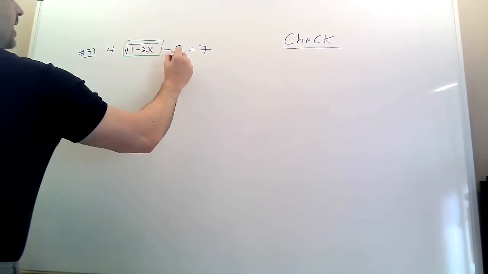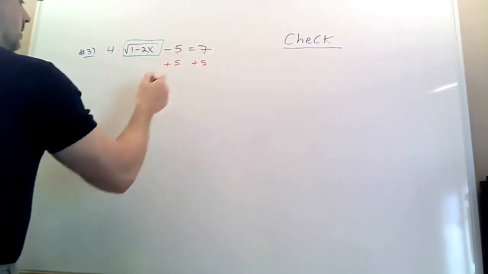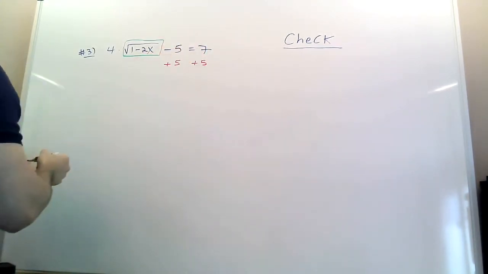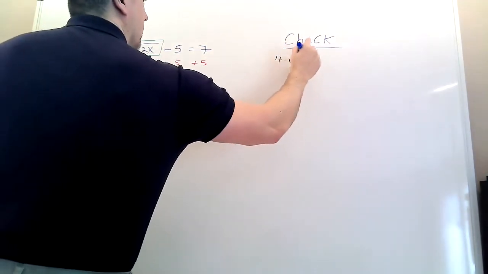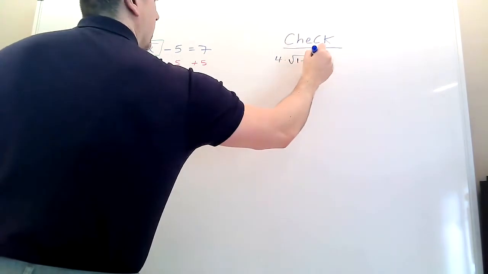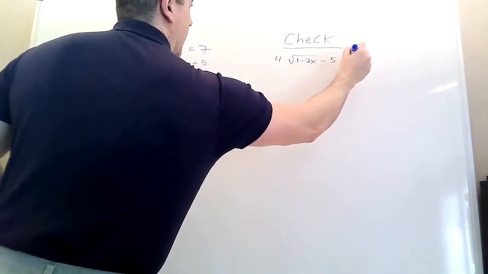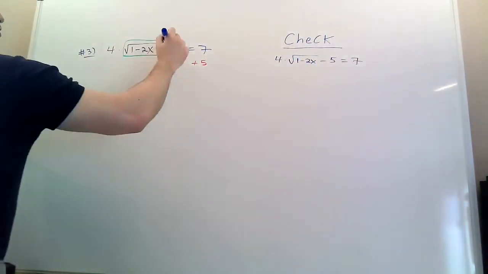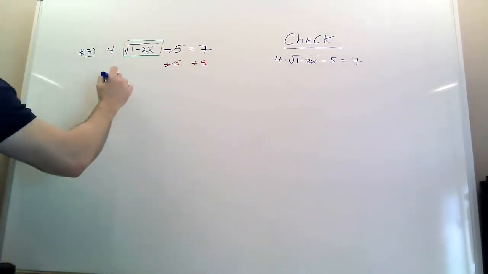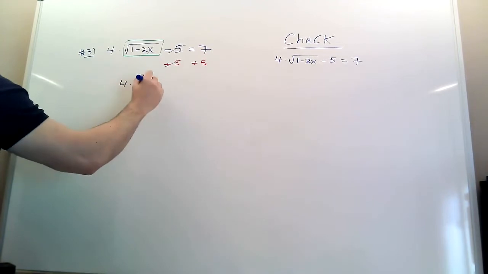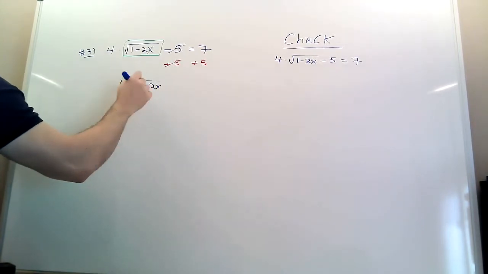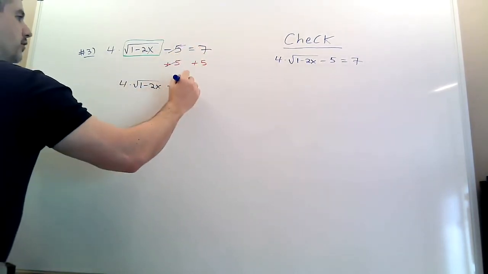I'm going to add 5 to both sides. Now, I don't want to cross it out because I'm going to check it at the end. Maybe I'll write the problem again over here for my check. So now I can destroy it. Cross them out. So you get 4 times the square root of 1 minus 2x. Remember, this 4 is not inside the root there. 7 plus 5 is 12.